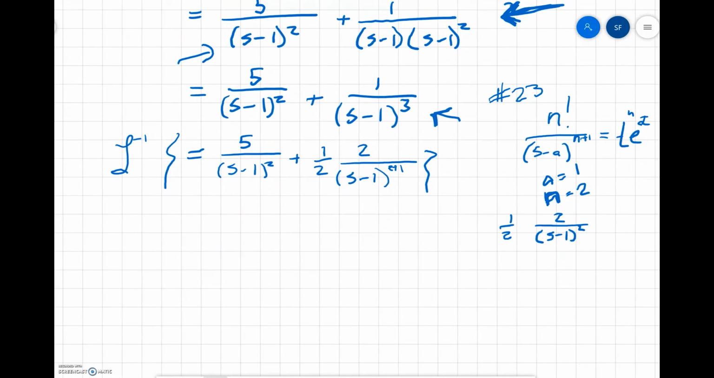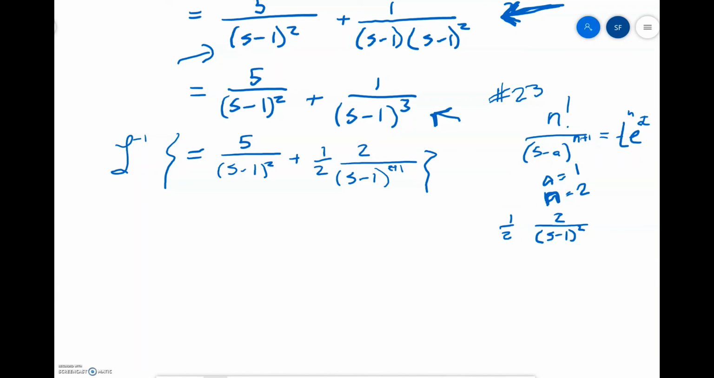I am going to get, well, because of that squared and there's just a number on top, it looks like we're at number 7. And this one, we've already built up to be number 23. So our a is 1, so this one gives 5 times e to the t times sine of t... and this one's going to be one half t to the n, our n we said was 2, times e to the at, our a we said was 1.